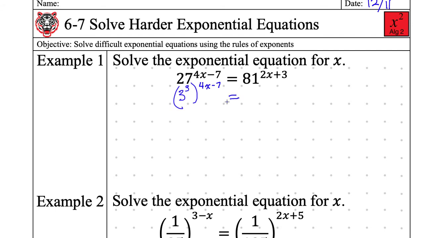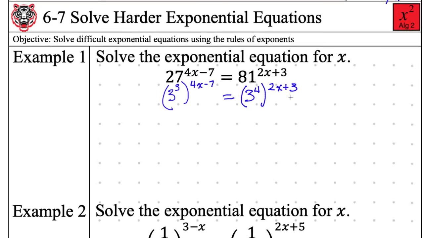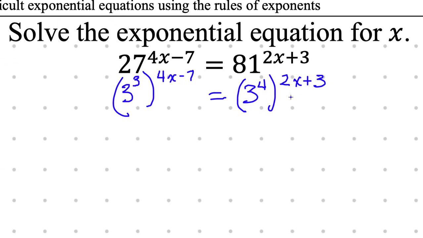Who can rewrite that for us? Who has their card? Ellery? We would have 3 to the fourth, parentheses 2x. Perfect. Just rewriting those as higher powers. I can zoom in here so we can see a little bit better.